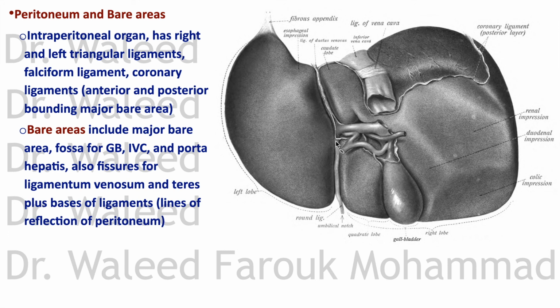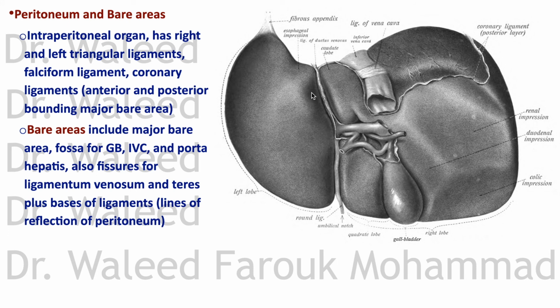The fissure itself is bare because the peritoneum is reflected. And as you can see here, at the fissure for ligamentum venosum, the two layers of peritoneum are reflected. So this thin line between the reflection, the site of reflection of peritoneum, is another bare area. And at the front, the base of the falciform ligament is another thin bare area of the liver. The base of the left triangular ligament is a bare area of the liver.